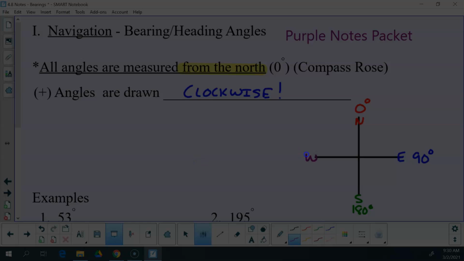And west, which is straight to the left, is 270 degrees. So we go that way around the circle. It's going to mess with your trigonometric unit circle brain, because on the unit circle, 0 starts straight out to the right and goes counterclockwise around. The compass rose starts with 0 up top and goes clockwise around.